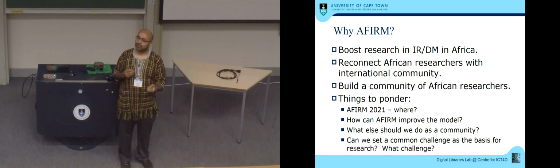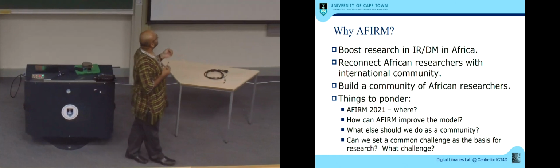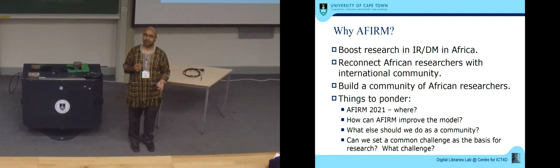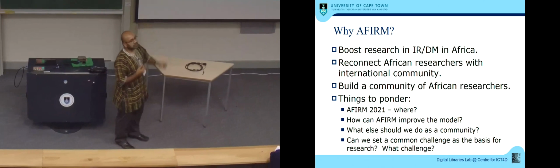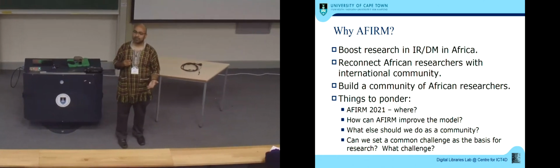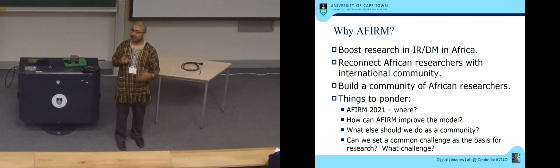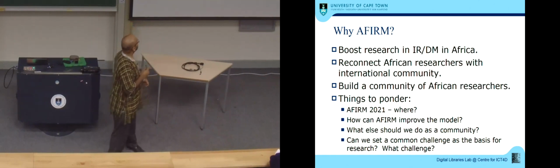if we want to achieve this goal of development in this low-resource environment, we need to start to think about how we can somehow boost research in this field within Africa. And so as a prime objective of AFIRM, we want to boost research. We need to somehow reconnect people with the international community. So the whole idea of AFIRM came up because there was a conference where there was a discussion, and they realized nobody from the African continent was at this conference, right? So somehow, somewhere along the line, the thread has been broken, and we need to reconnect this.